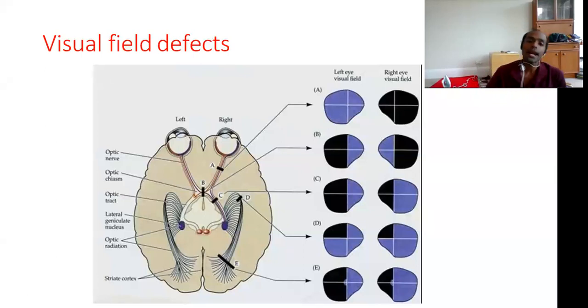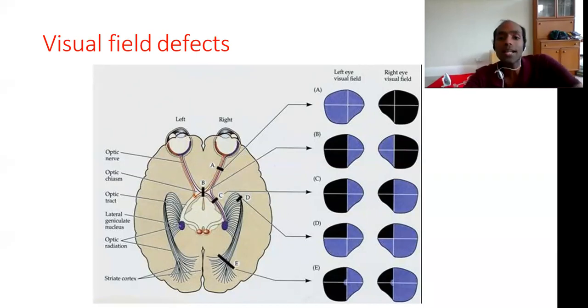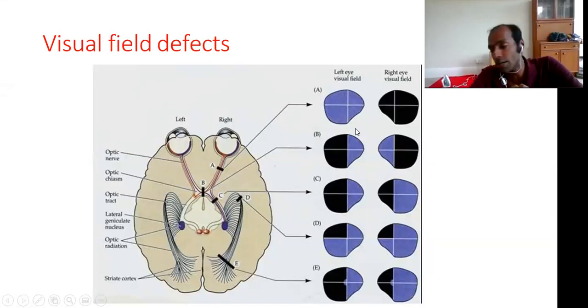Now in the second cranial nerve, what you are going to encounter is visual field defects. So you will get visual field defects for your exam. Remember, there are a whole range of visual field defects, but there are only two important ones for undergraduates. The first one is B. If you look at this diagram very carefully, B is the first one you need to know as an undergraduate medical student.